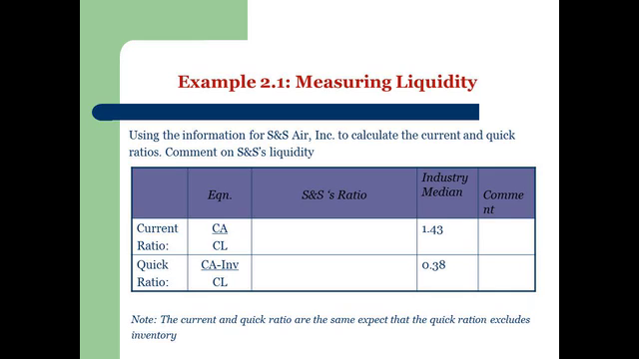So this is the example of measuring the liquidity of a company. In the previous slide, we showed you that the current ratio is equal to current assets divided by current liabilities, and the quick ratio is current assets minus inventory divided by current liabilities. So this is just an example.